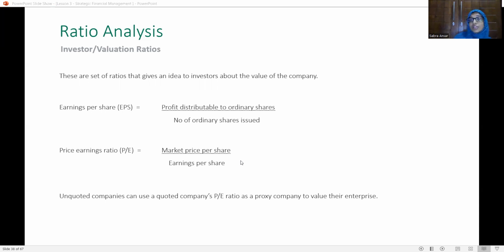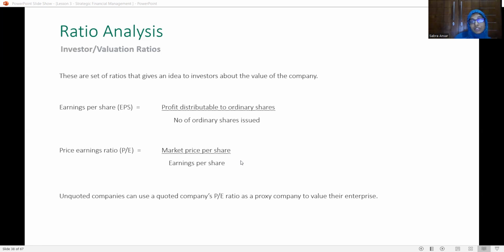Earnings per share is calculated based on the profit distributed to the ordinary shareholders divided by the number of ordinary shares issued. That is how EPS is calculated, where we see how much profit each share gets. So for each share, how much profit is being given. That is what is meant by EPS.